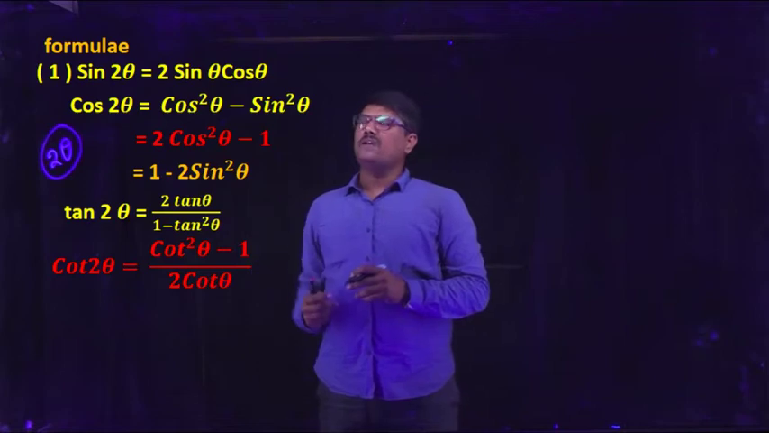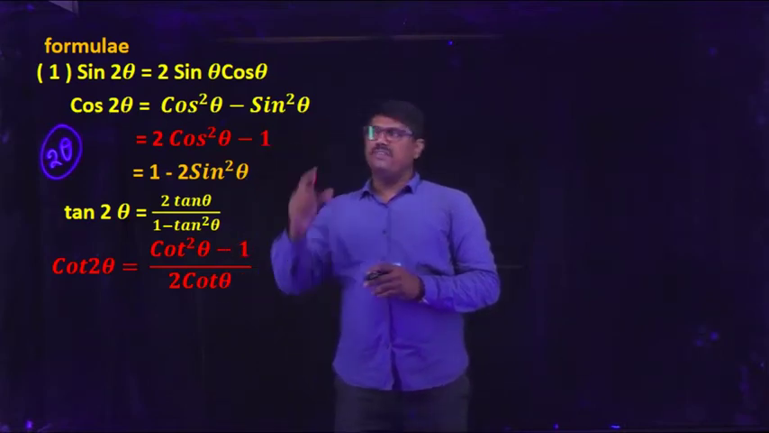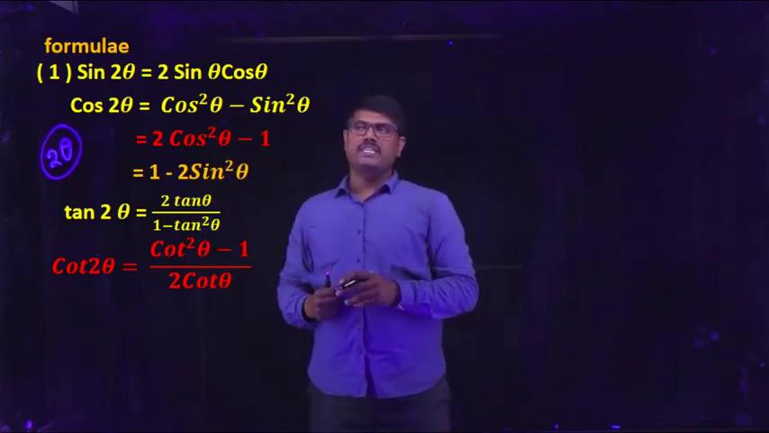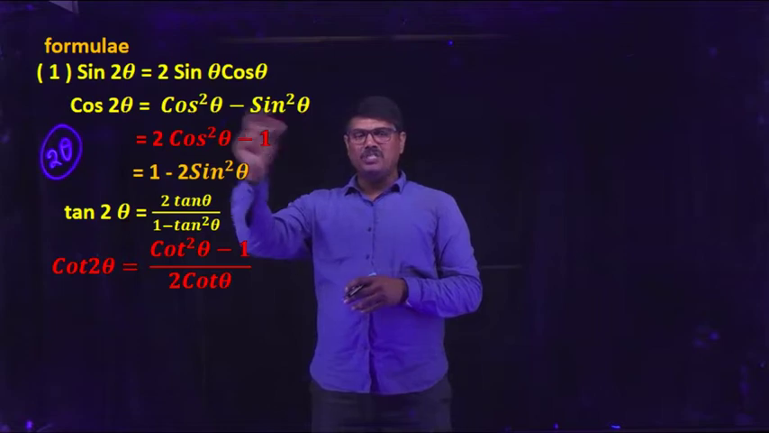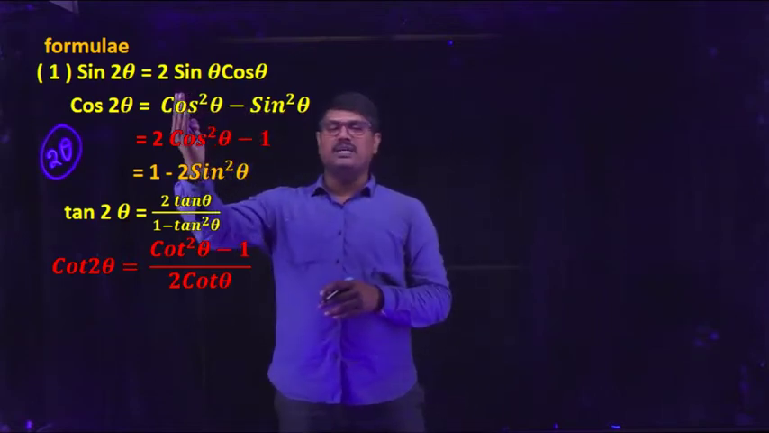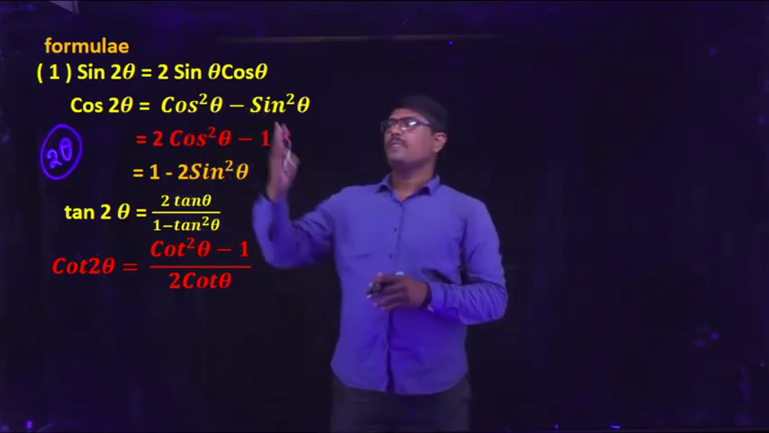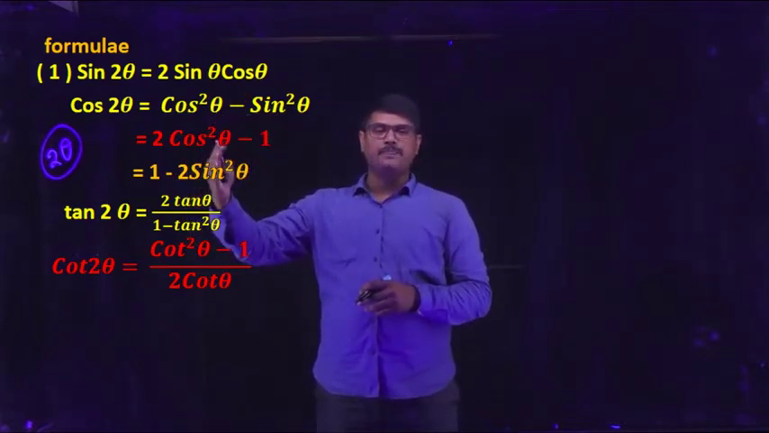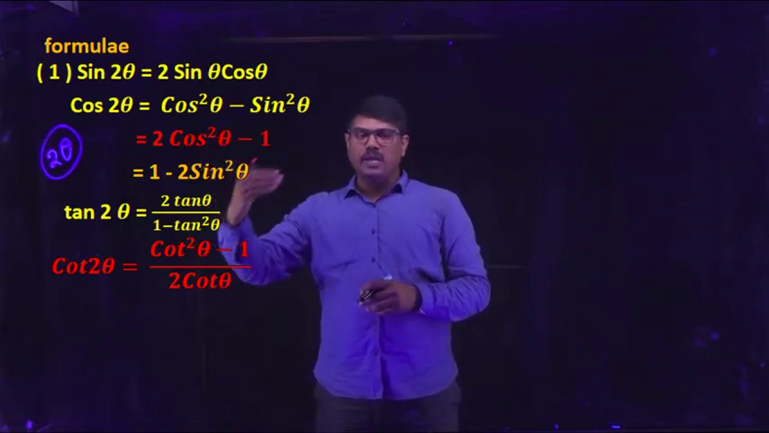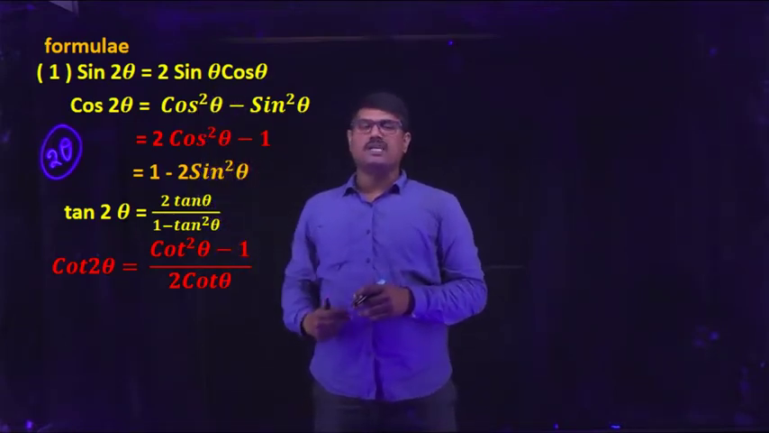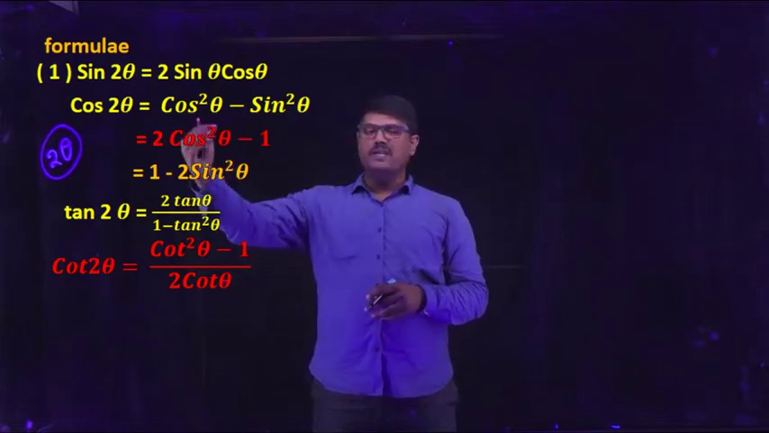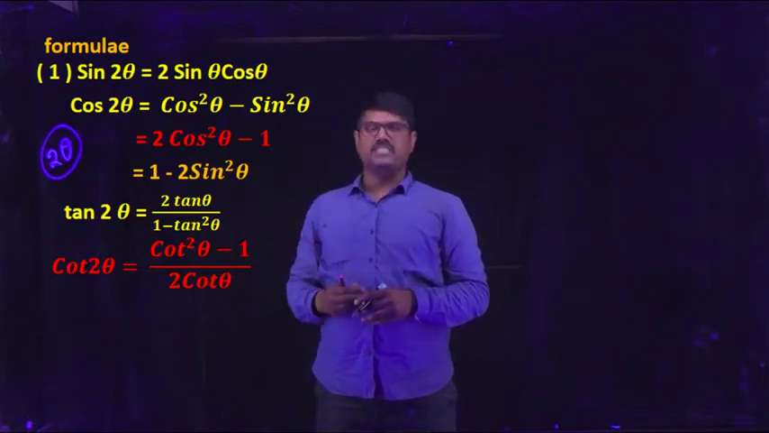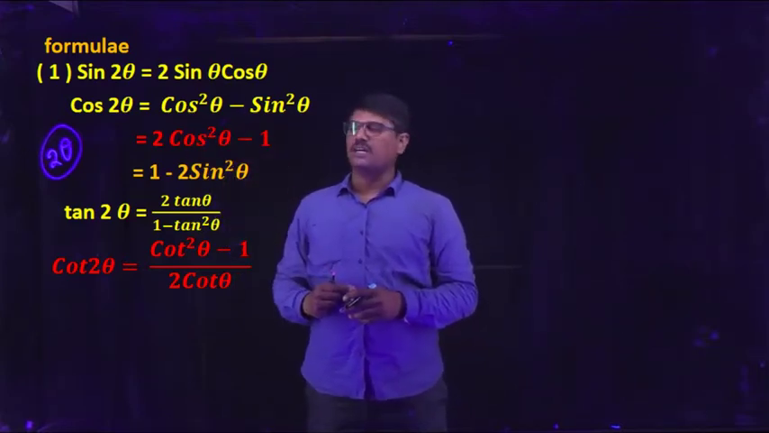Next, for cos 2 theta you have three variations. The first one is cos square theta minus sin square theta. By changing cos square theta and sin square theta, you can get the remaining two formulas. If you want it only in terms of cos, it is 2 cos square theta minus 1. And to get it only in terms of sin, the formula is 1 minus 2 sin square theta. That is the formula for cos 2 theta.